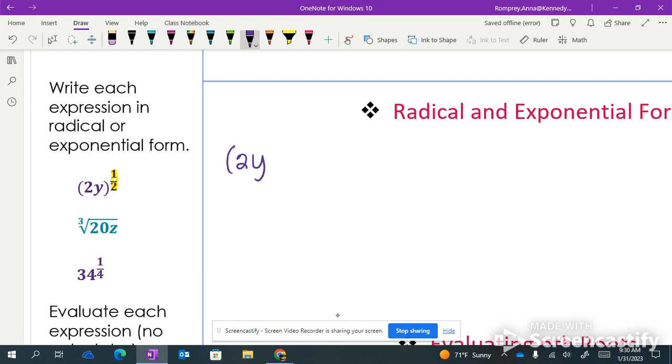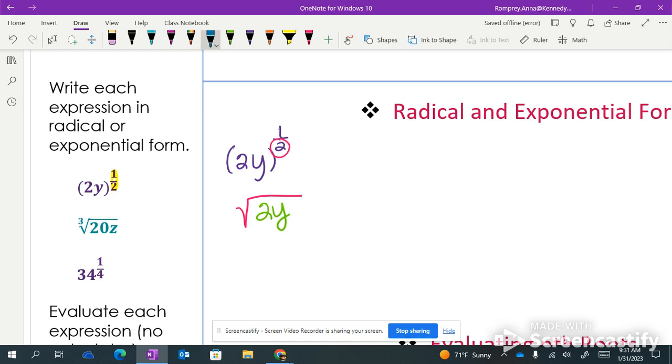So we have 2y to the 1/2. The whole quantity is to the 1/2. So this has a rational exponent. To rewrite it with a radical, I always want you to start with the index. And the index is always our denominator. So this is going to be the square root of, and our radicand, 2y. Now we have an exponent of 1, so if you wanted, you can put it in parentheses to the first power, but it's not necessary.